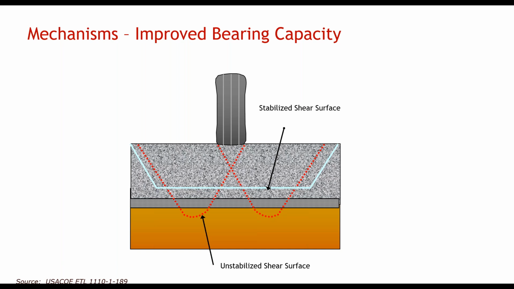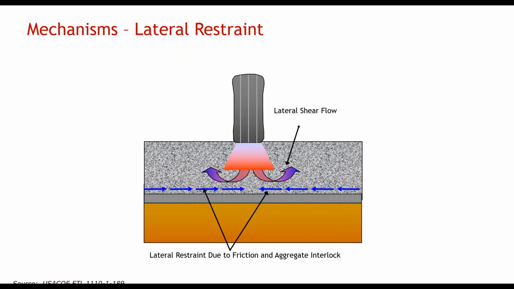The third mechanism identified by the Corps is lateral restraint. This applies specifically to geogrids and refers to the ability of the grid to confine aggregate in the grid apertures so that movement of the aggregate particles is restricted. The particles that are confined by the grid also interlock with the particles above the grid, creating greater stiffness in the layer as a whole. Lateral restraint is the most important mechanism related to geogrid performance in road applications.